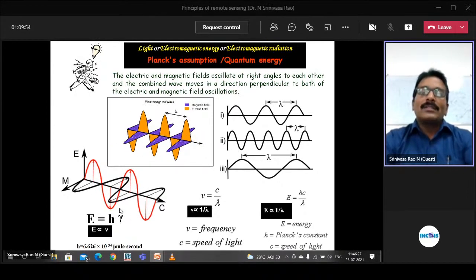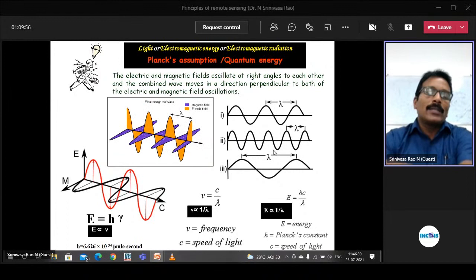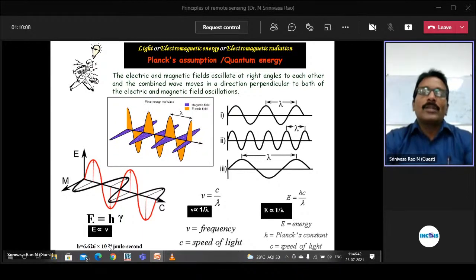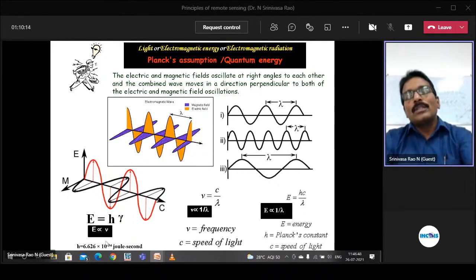So what is frequency? I will explain that during that time. That means if you remove this constant in this equation, energy is proportional to the frequency. h is nothing but 6.626 into 10 to the power of minus 34 joule second. This is a constant. Later also we will discuss that in detail.